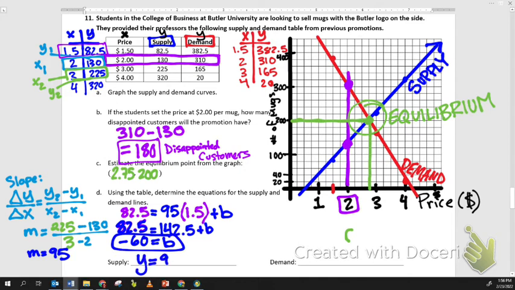So I can rewrite it now with my slope and my y-intercept. And if I'm looking at that and I think negative 60 is my y-intercept, I can actually look at my graph and I can tell that it doesn't cross the y-intercept until below my x-axis. So negative works. Negative kind of makes sense there.